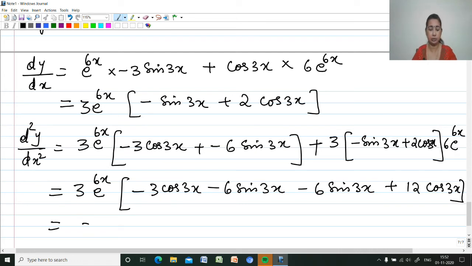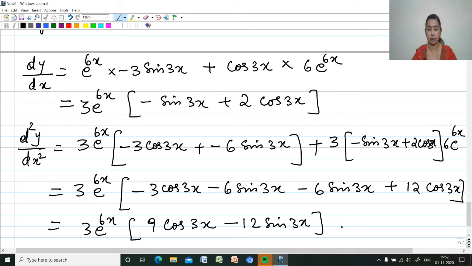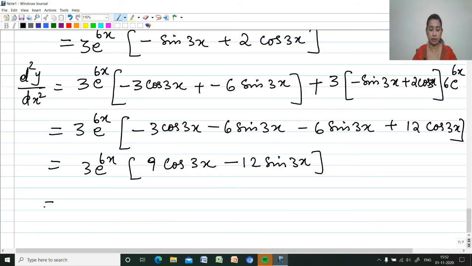and that is equal to 3 e raised to 6x into minus 3 cos 3x plus 12 cos 3x. So remaining minus 3 plus 12 is 9. So 9 cos 3x. Then minus 6 and minus 6, so here it is minus 12 sin 3x. Common terms we can take again outside, remaining again 3 is common. That 3 also taking out, it becomes 9 e raised to 6x into 3 cos 3x minus 4 sin 3x.